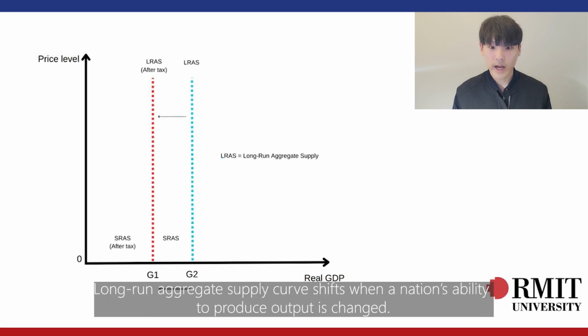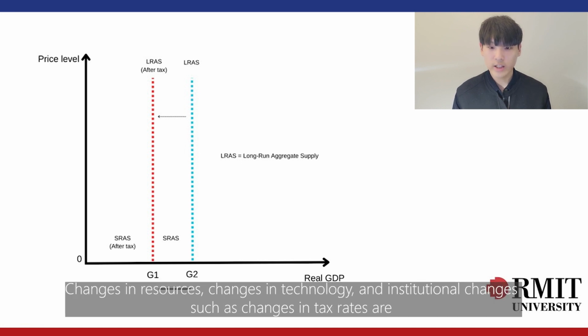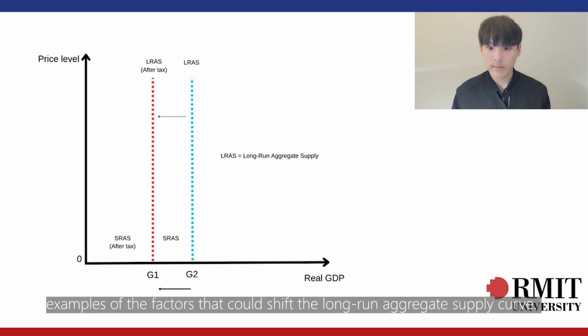The long-run aggregate supply curve shifts when a nation's ability to produce output is changed. Changes in resources, changes in technology, and institutional changes such as changes in tax rates are examples of the factors that could shift the long-run aggregate supply curve.